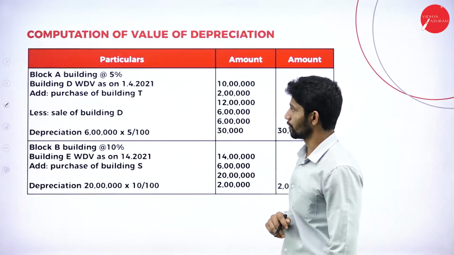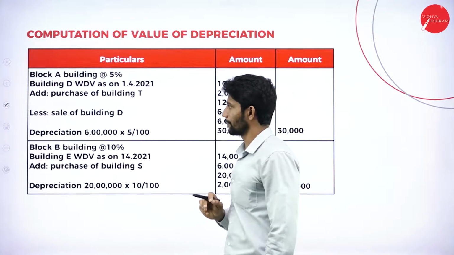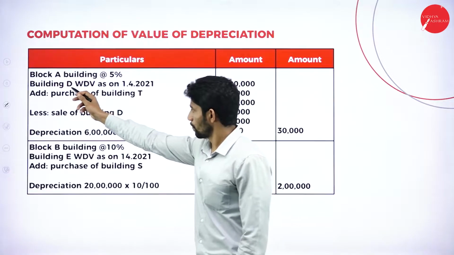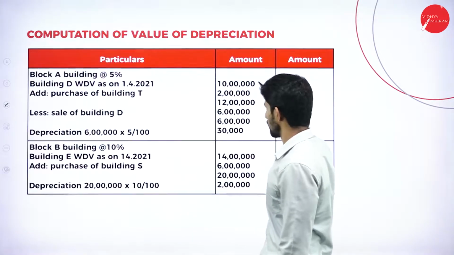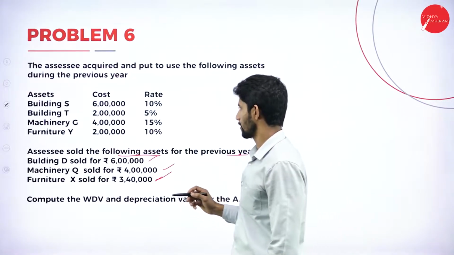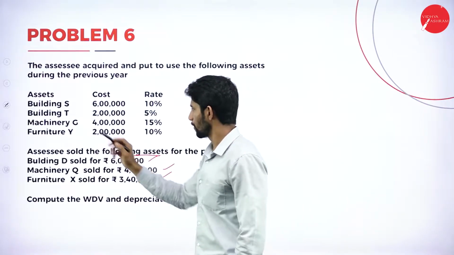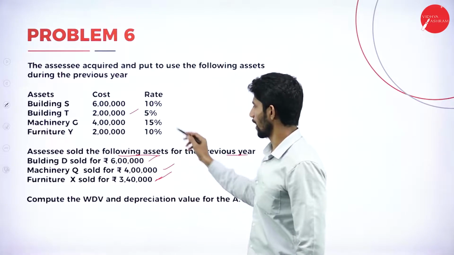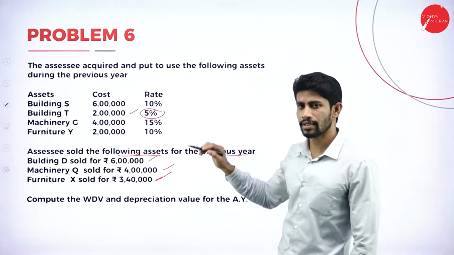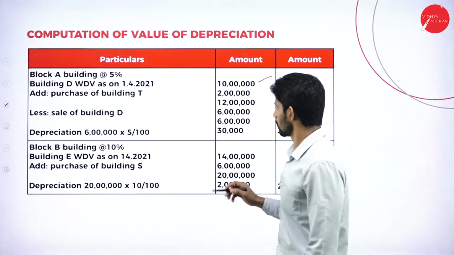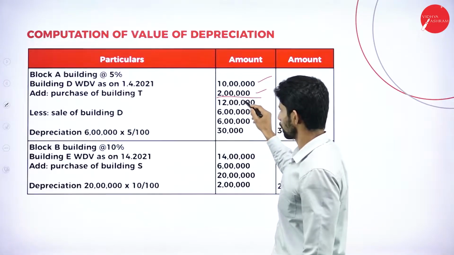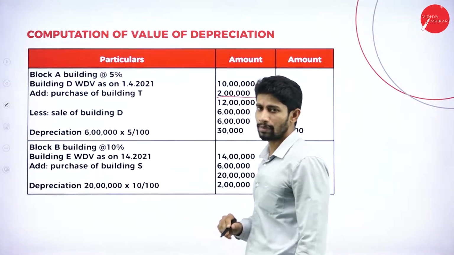So moving on to the solution part, block A, building at the rate of 5%. Building D written down value rupees 10 lakhs, add purchase of building T. Building T is purchased worth rupees 2 lakh and the rate of depreciation is the same, that is 5%. That is why we are considering it in the same block. So add 2 lakh rupees, you will get 12 lakhs. From 12 lakh, less sale of building D.